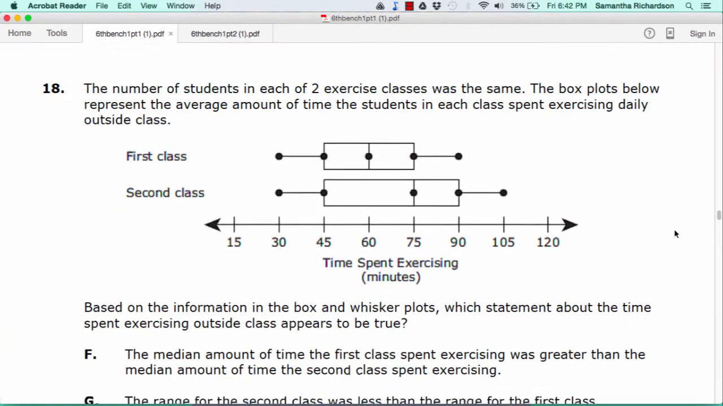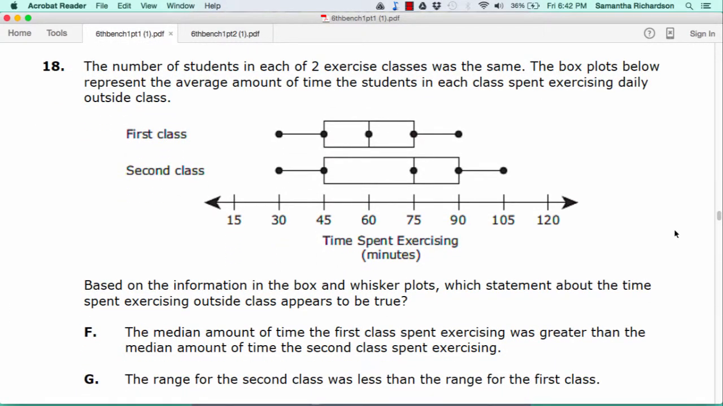Question 18. The number of students in each of 2 exercise classes was the same. The box plots below represent the average amount of time the students in each class spent exercising daily outside class.